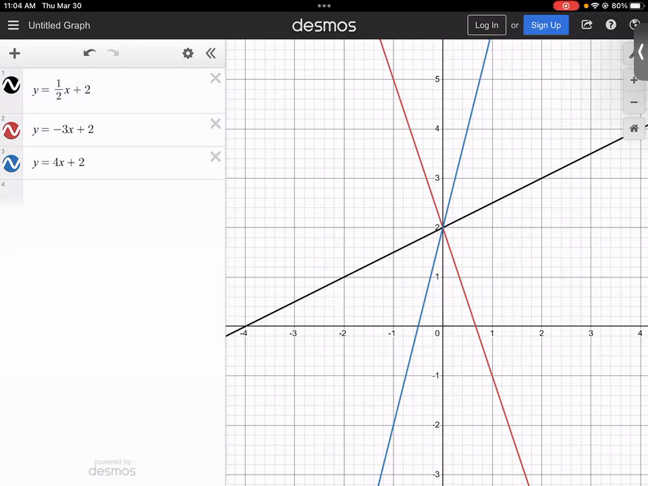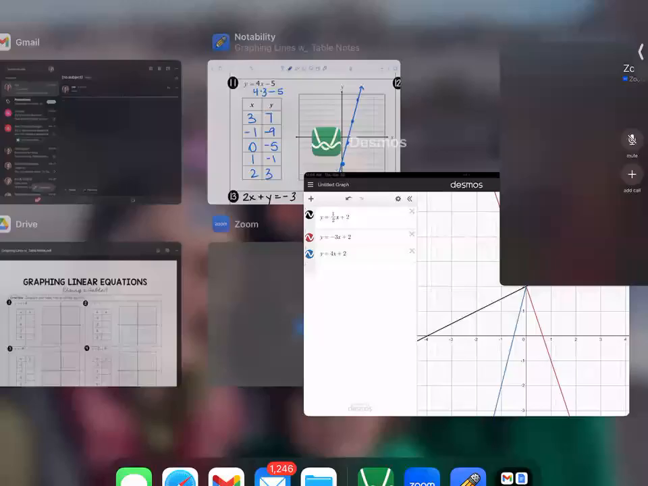Look at this. This black line, I can go up 1/2, up 1/2, up. The slope is 1/2. Look at the blue. I can go up 4 over 1, up 4 over 1. It is cool.